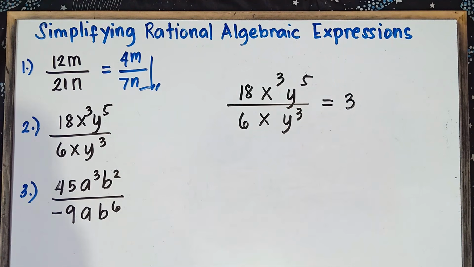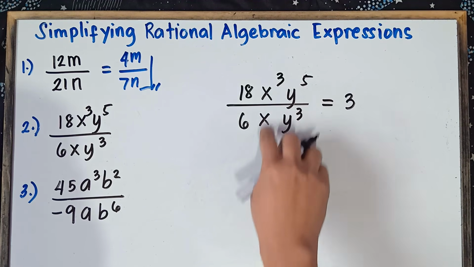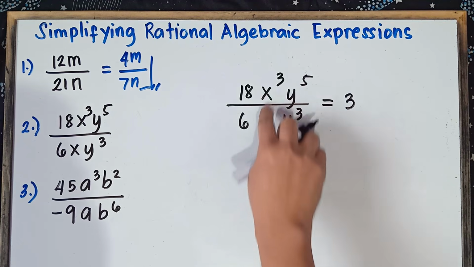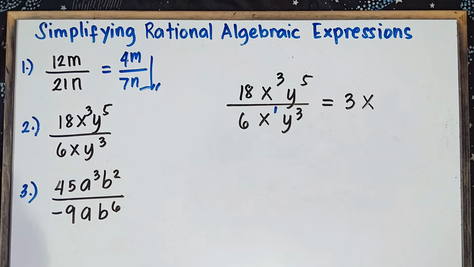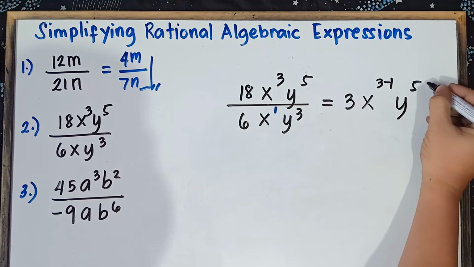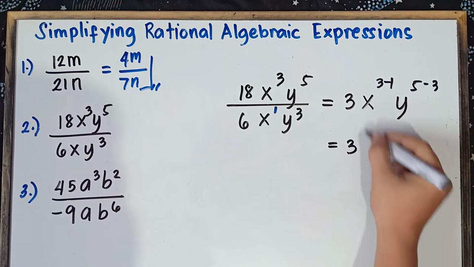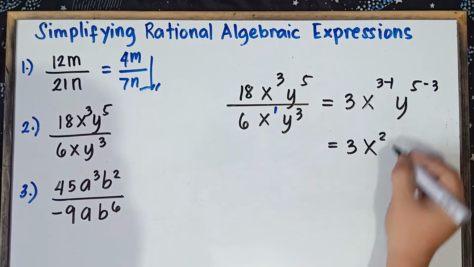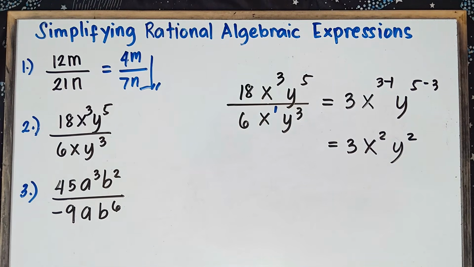Do you still remember, class, the quotient rule? If they have the same base, x cubed divided by x, simply copy the base, copy x, and subtract the exponent. Understood that there's a 1 here, so that would be 3 minus 1. And the same with y, copy y, subtract the exponent, 5 minus 3. So our final answer is 3, copy x, 3 minus 1 is 2, copy y, 5 minus 3 is 2. So our answer is 3x squared y squared.